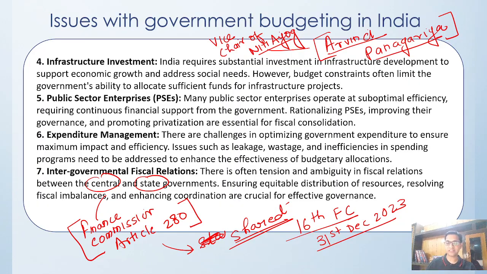Now, the 16th Finance Commission has been constituted on 31st December 2023. Arvind Panagariya has been made the chairman, who will be discussing the resource distribution between the state governments and the central government for the coming 5 to 6 years. Right.